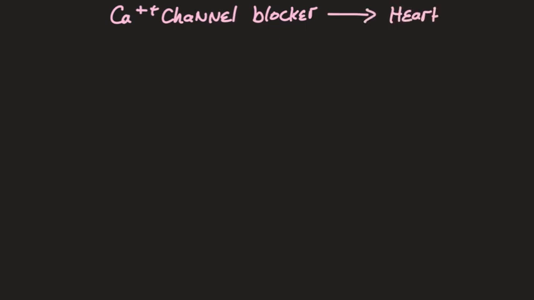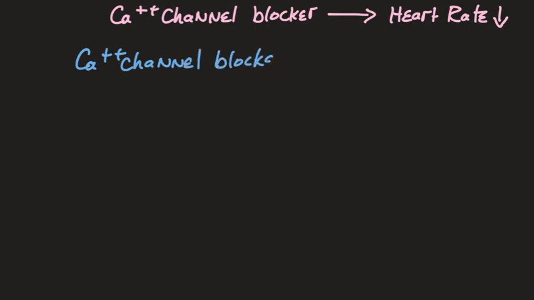The term arrhythmia means irregular heart rate. This can come in two forms: bradycardia, which means a slower than normal heart rate, or tachycardia, which is a faster than normal heart rate. People with tachycardia are often prescribed calcium channel blockers that will lower the heart rate and bring it back to normal. So let's take a look at how calcium channel blockers lower the heart rate.